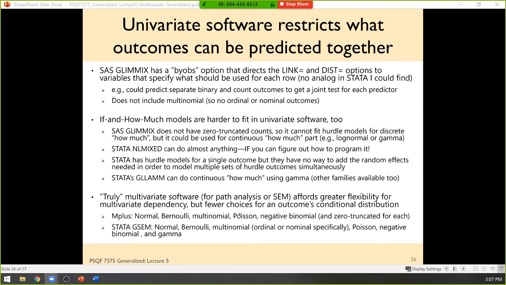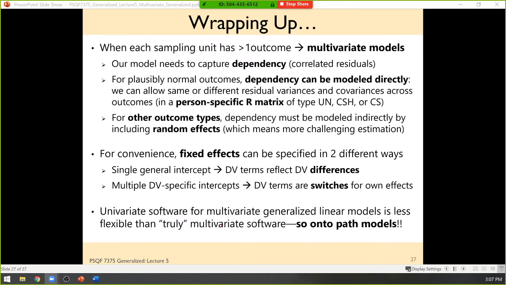And then in the path model stuff that we're heading toward, these are the choices that we have for generalized multivariate models: Mplus and Stata. These are the ones that I'm going to show you because they have the most options relative to other things that I've seen.